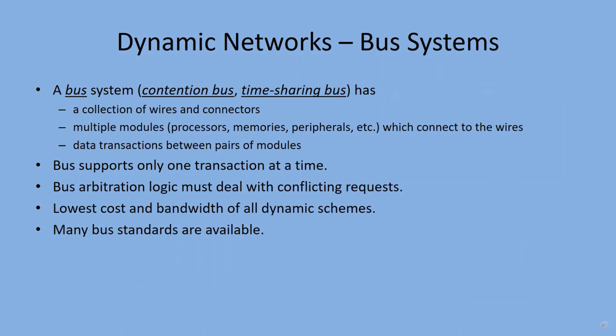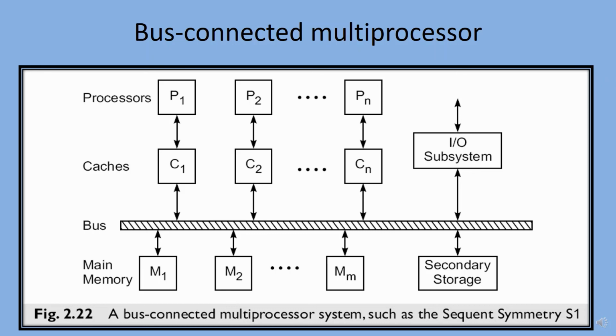A bus is the simplest type of dynamic interconnection networks. It is a collection of wires and connectors for data transactions among processors, memory modules, and peripheral devices attached to the bus. It is used for only one transaction at a time. The bus arbitration logic must be able to allocate and deallocate the bus in case of multiple requests to serve the request one at a time. Diagram shows a bus connected multiprocessor system.